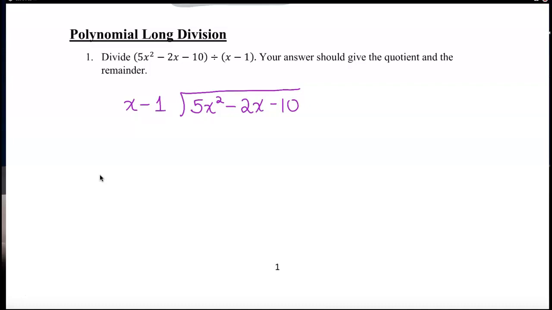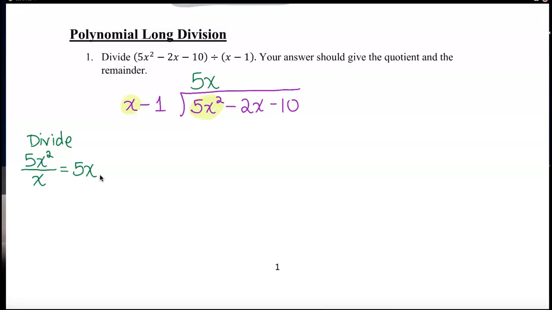So the first step: divide 5x squared by x. Okay, so let me go ahead and write that down on the side. Divide 5x squared by x. If you do that, you will get 5x, right? So you write that 5x on top, okay?